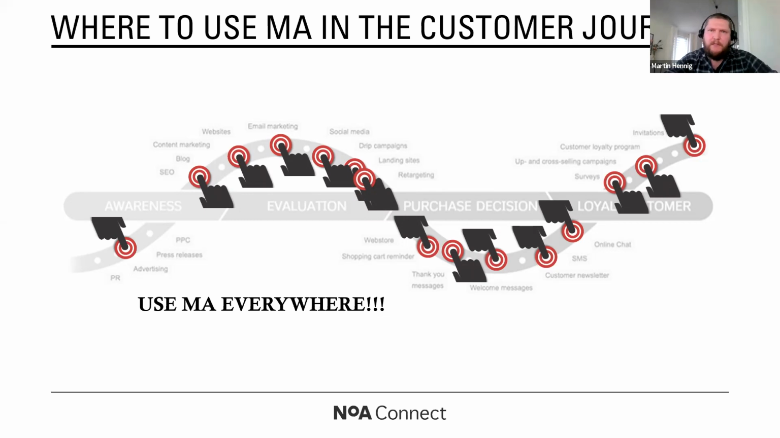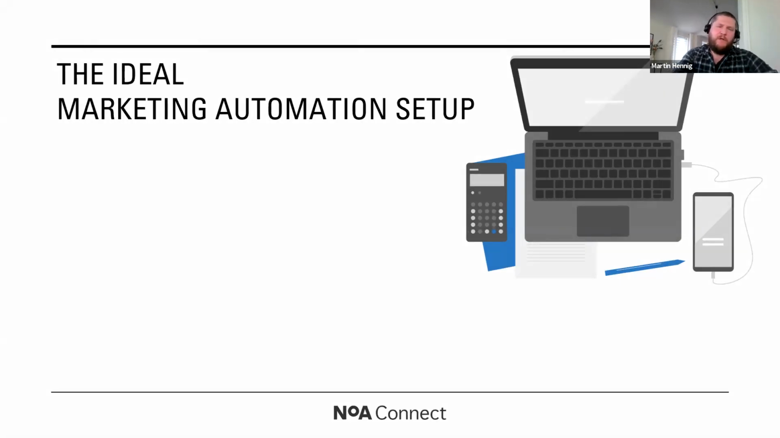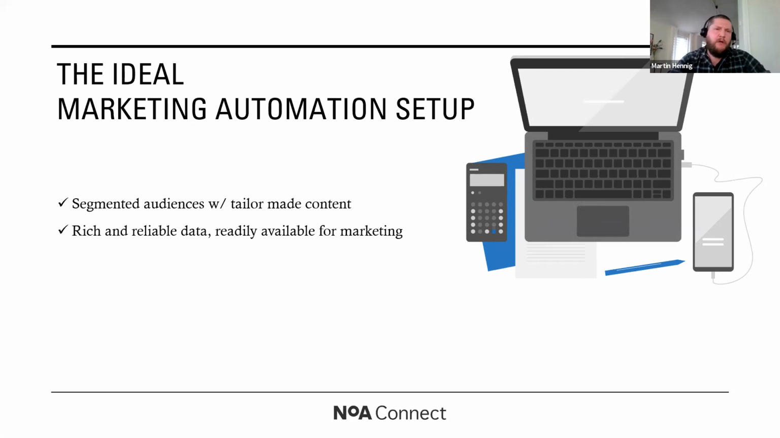All right, let's take a quick look. What then is the ideal marketing automation setup? So again, if there was no rule and we could just come up with the ideal setting, this would probably be it. We have tons of segmented audiences, where we have tailor-made content that's hyper relevant to them, ready to go. We can trust our data because it's rich and reliable.